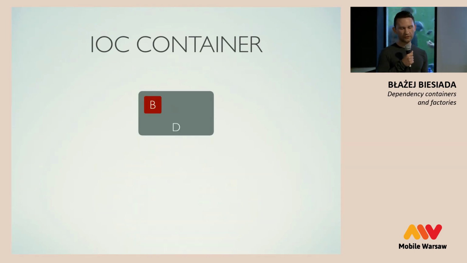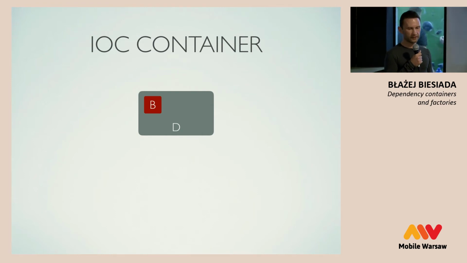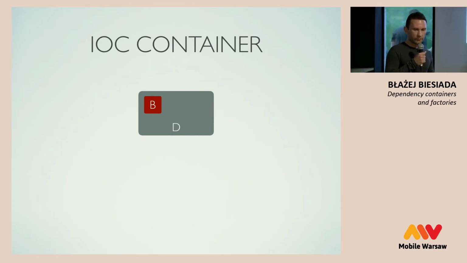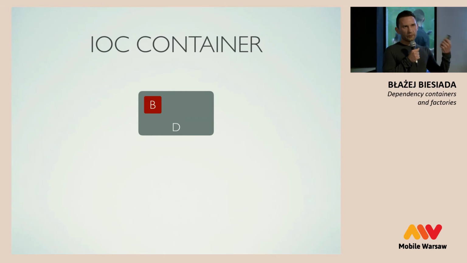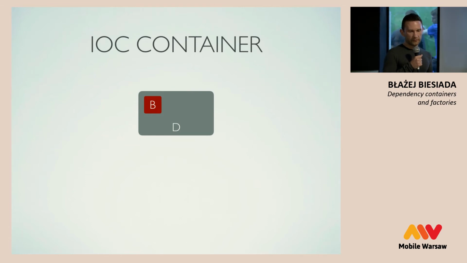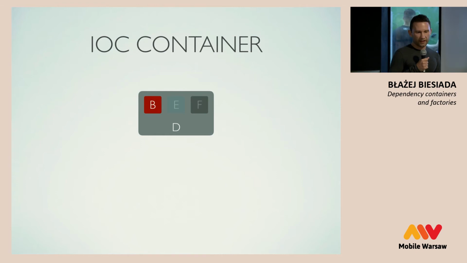Let's look at how it would be used in the similar A-B-C-D-E-F objects diagram. So let's say that you have object D which depends on B, and that dependency container will give you a method to create object D, and you really don't care where B comes from. And I will later explain why you wouldn't care about that.